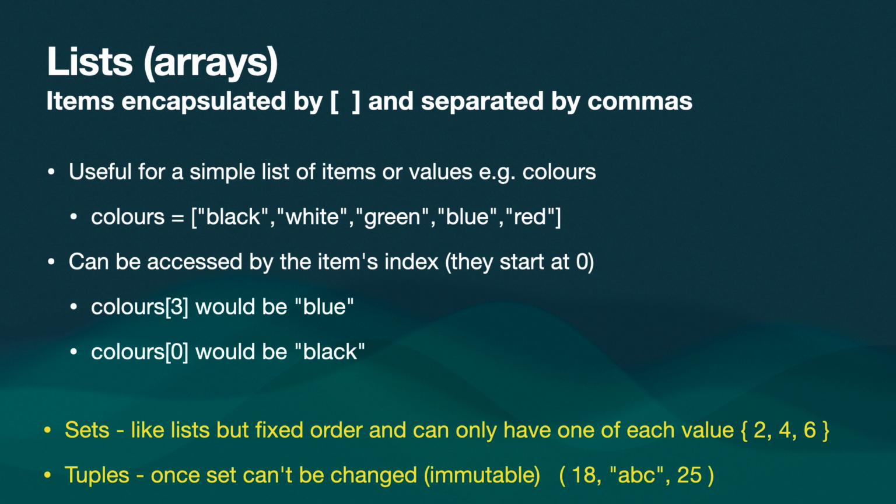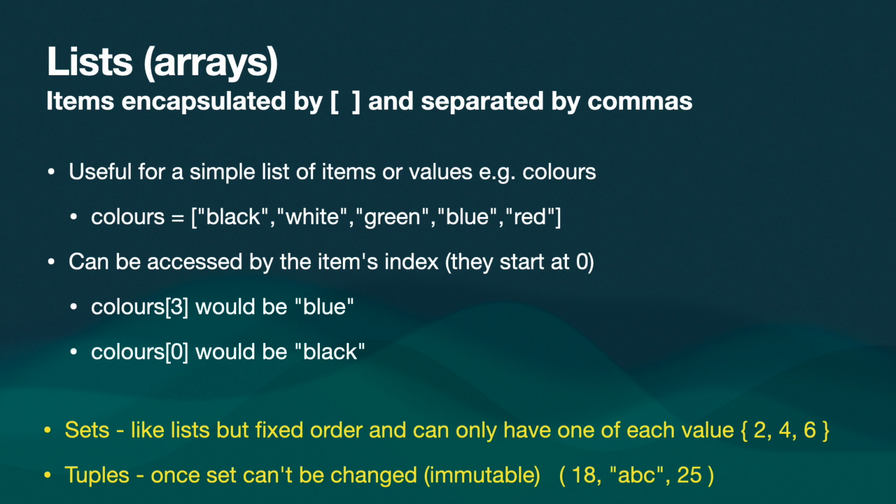There are 2 other types, kind of like lists. So we've got sets. They're very much like lists, but there are a few key differences. They are fixed in order, so they don't change in order once it's been set. And you can only have one of each value. So in the example there, I've got 2, 4, 6, but I couldn't have another number 2. You can only have one of each value.